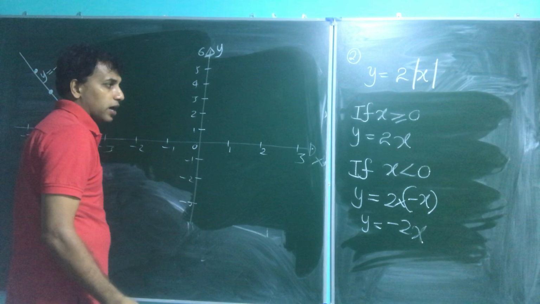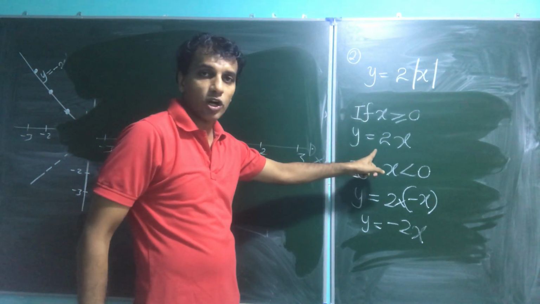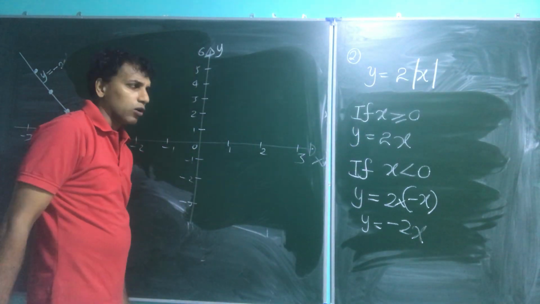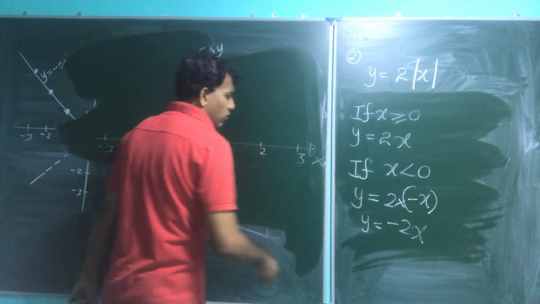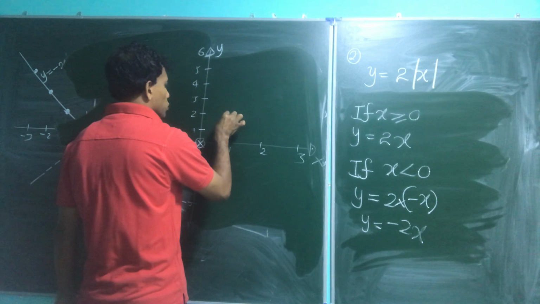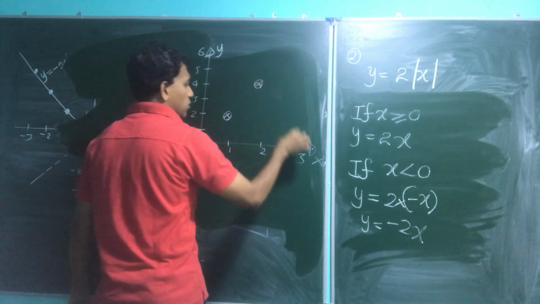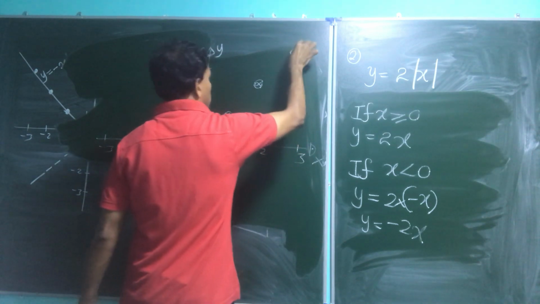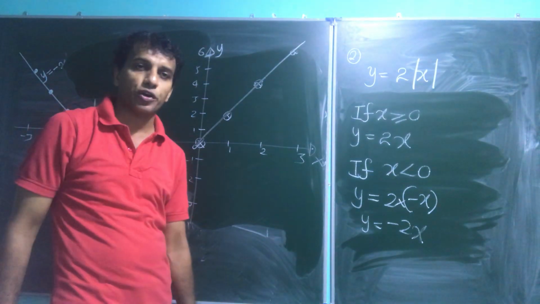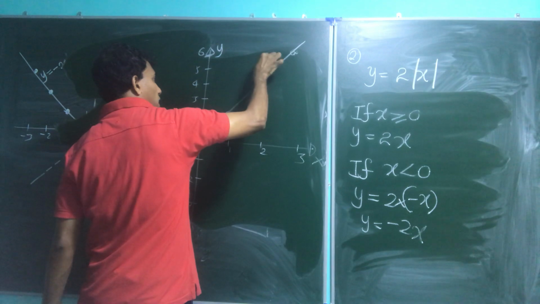So see the first part, x is more than 0 side, y equals 2x graph. How to draw that one? If x is 0, y is 0. If x is 1, y is 2. If x is 2, y is 4. If x is 3, y is 6, right? A straight line through the origin. When you draw the y equals 2x graph, positive side.